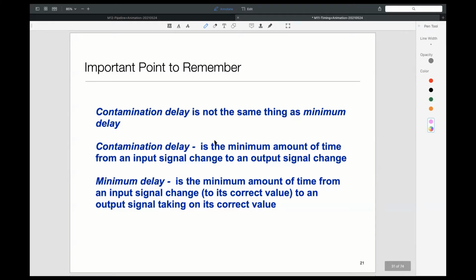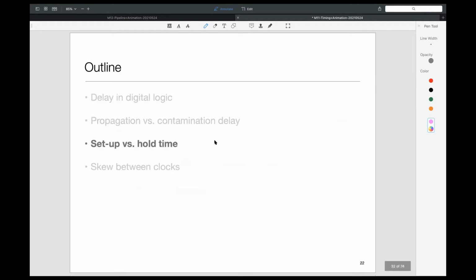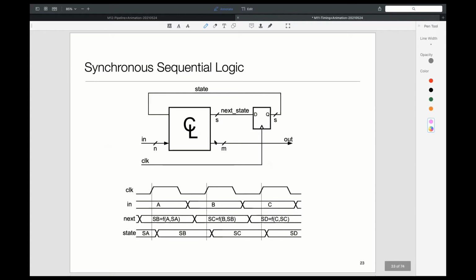Now, all of this was about combinational circuits. We're just talking about combinational circuits. How does it affect sequential circuits? That comes in the form of properties of flip-flops and sequential circuits more generally, called setup time and hold time. So we are going to talk about that.